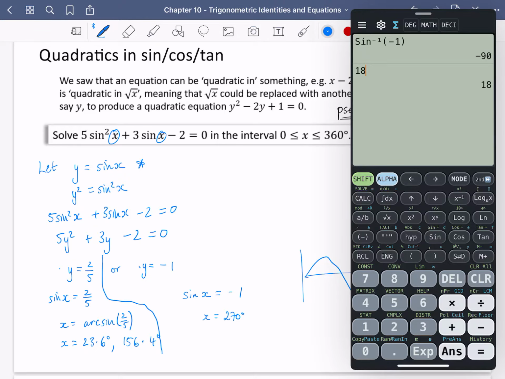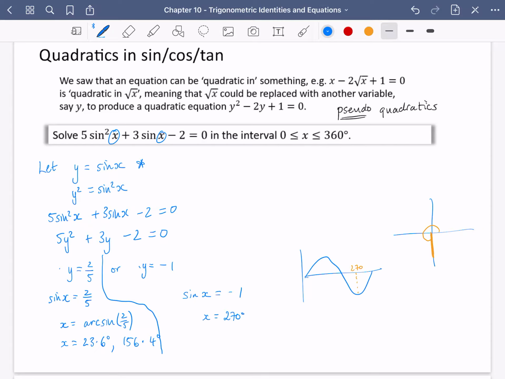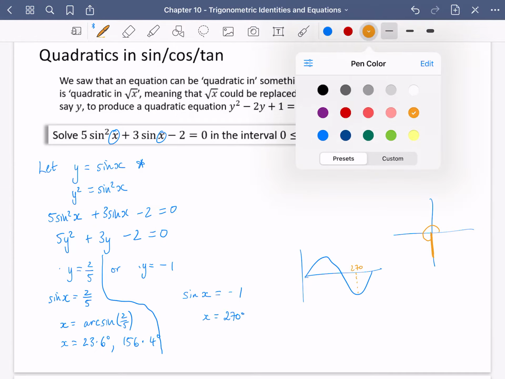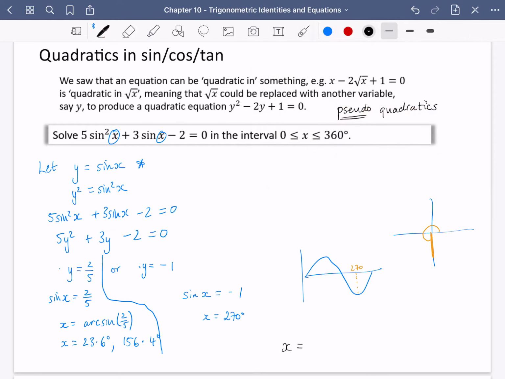180 minus the answer, and you do get 270 as well. And so these are all of our solutions for this particular one that we have here. I'm just going to write them out as a list so that we have them all together. So we get that x is 23.6, 156.4, and 270 degrees. Okay.